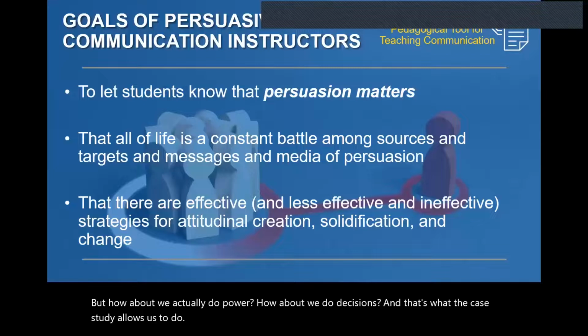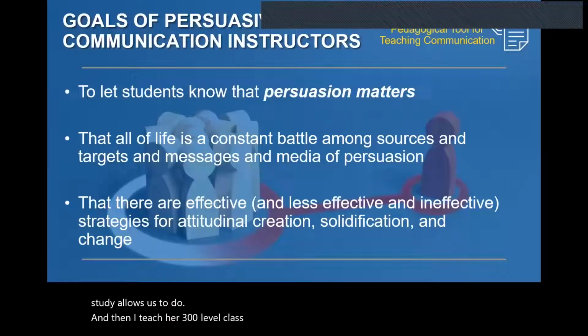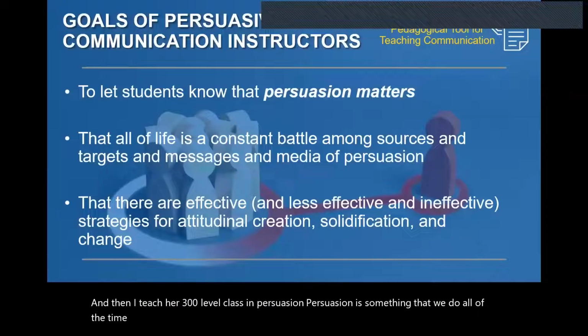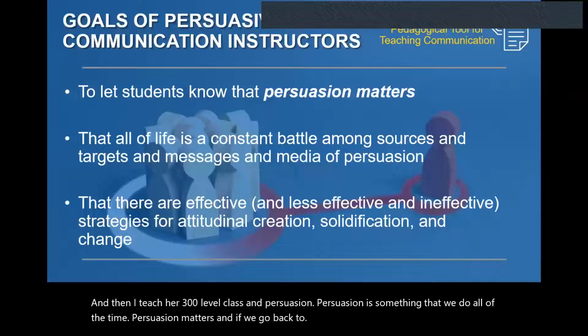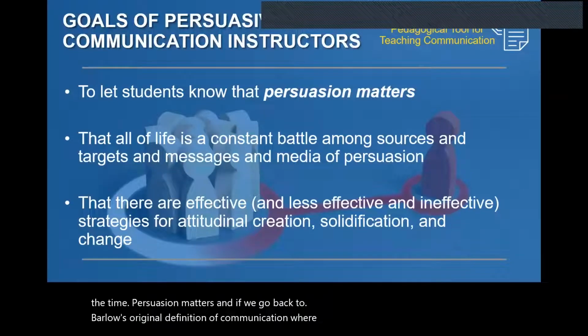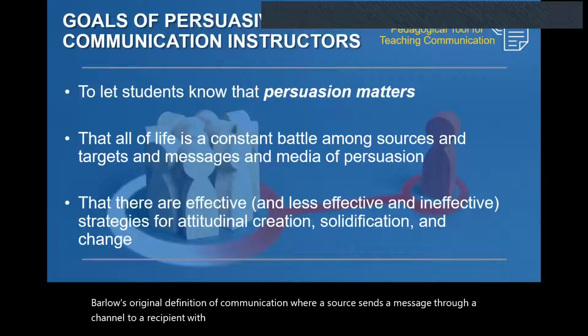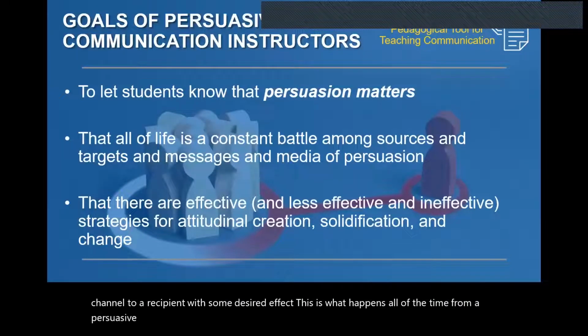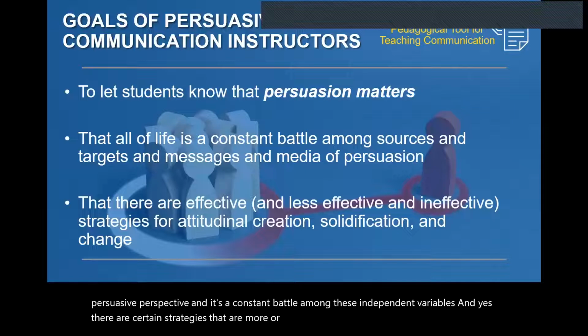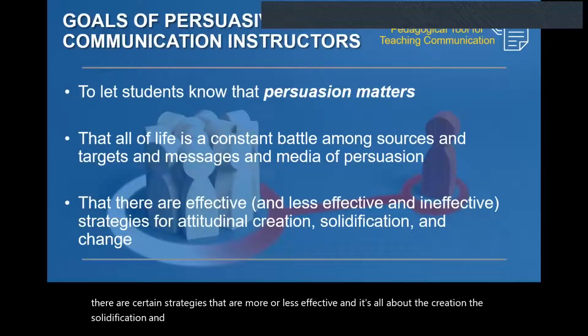And then I teach a 300 level class in persuasion. Persuasion is something that we do all of the time. Persuasion matters. And if we go back to Berlo's original definition of communication, where a source sent a message through a channel to a recipient with some desired effect, this is what happens all of the time from a persuasive perspective. And it's a constant battle among these independent variables. And yes, there are certain strategies that are more or less effective. And it's all about the creation, the solidification, and the change of attitude.